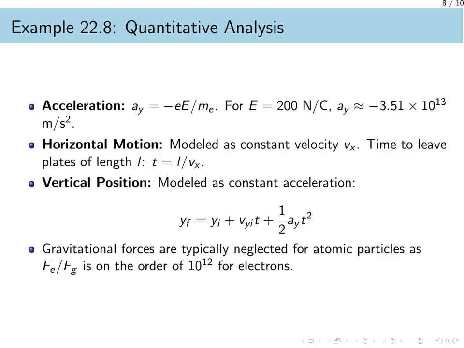The total time the electron spends between the plates simply equals the horizontal length of the plates divided by the initial horizontal velocity. For the vertical position, we use the constant acceleration model. The final vertical position equals the initial vertical position plus the initial vertical velocity times time plus 1/2 times the vertical acceleration times the time squared.